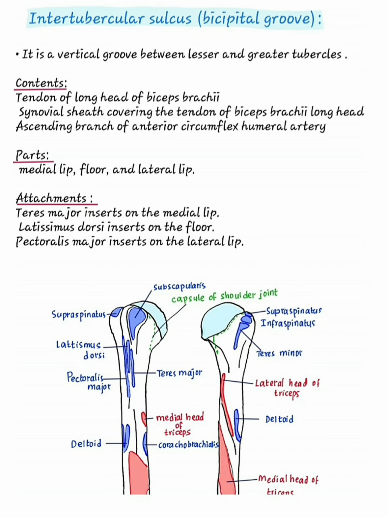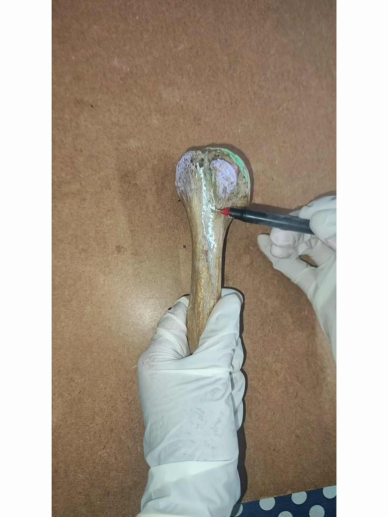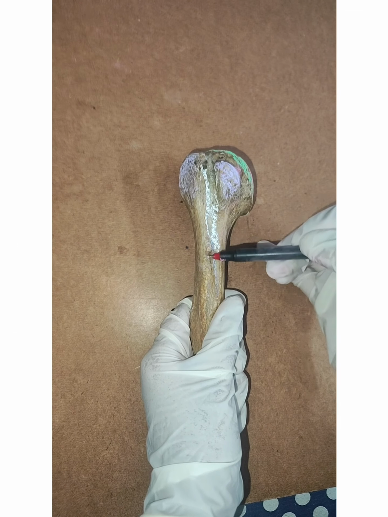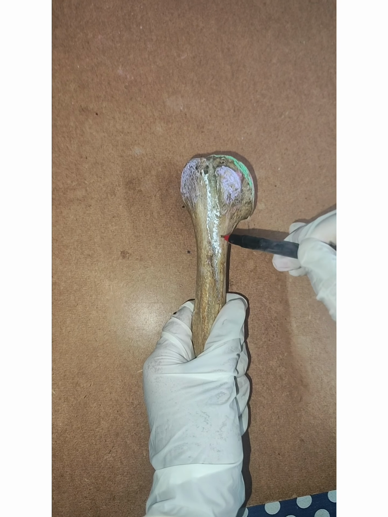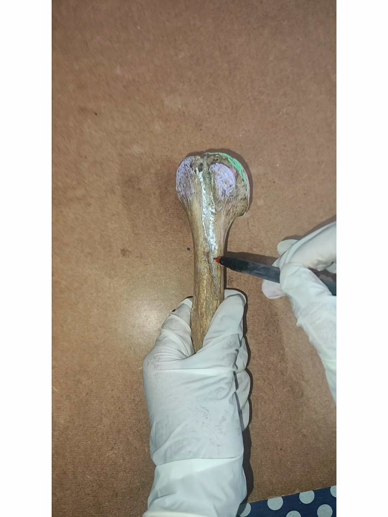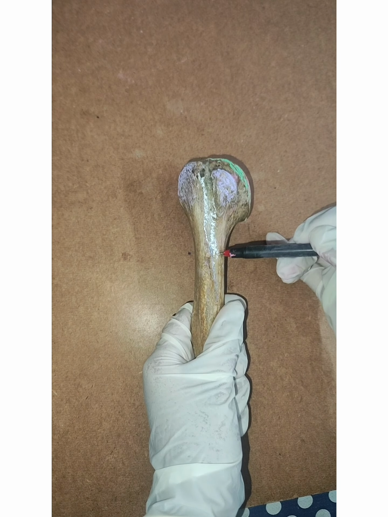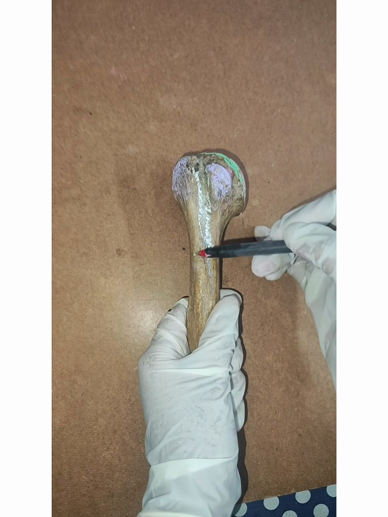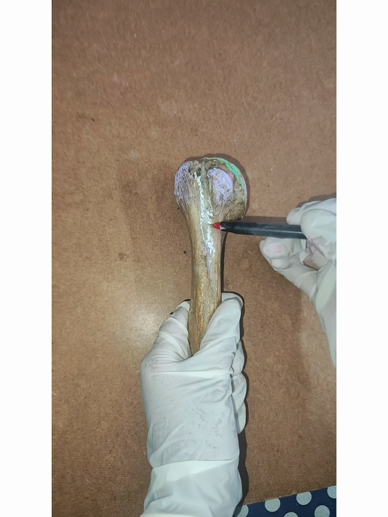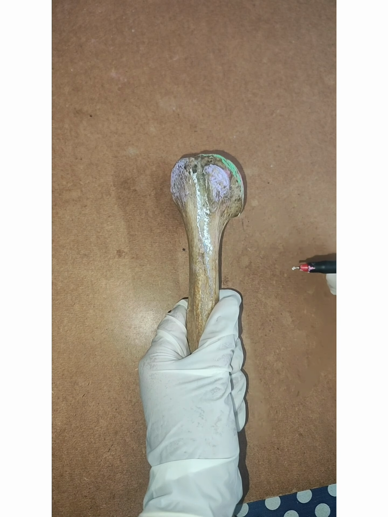Lady between two majors. On the medial lip, teres major. On the lateral lip, pectoralis major. On the floor, latissimus dorsi. Bicipital groove has medial lip and lateral lip, and in between the two lips, there is floor. On the medial lip, teres major inserts. On the lateral lip, pectoralis major inserts. On the floor, latissimus dorsi inserts.